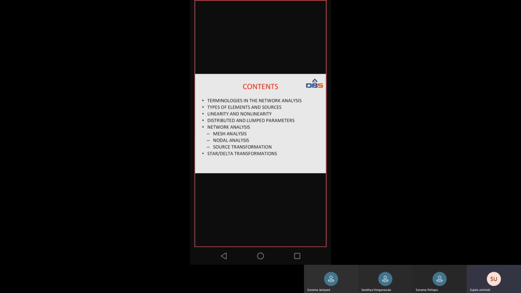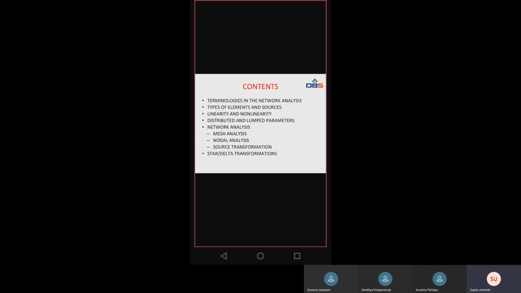When you go to the terminologies in the network, that means what about the current, the voltage, the power, what is the node, the branch, energy, and what is the circuit. These terminologies, basics, and some definitions must be there. And when you go to the types of elements and sources, we know that there are two types of elements, the active elements and the passive elements. From the active elements, there are the sources. From the sources, there are the ideal voltage source and ideal current sources.